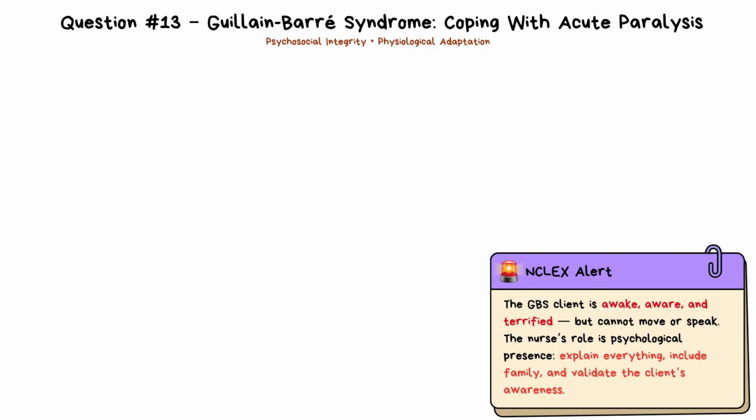Here's your NCLEX alert. The GBS client is awake, aware, and terrified, but cannot move or speak. The nurse's role is psychological presence. Explain every step, include family, and validate the client's awareness.